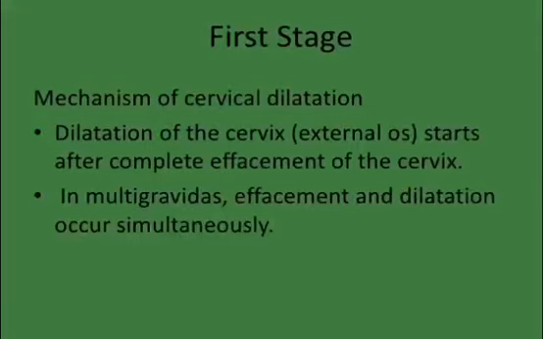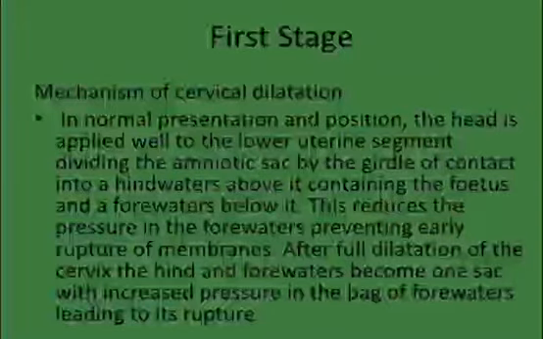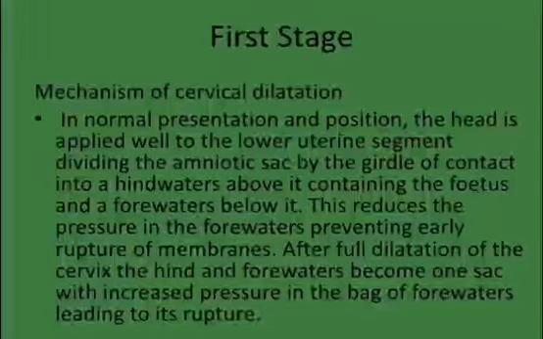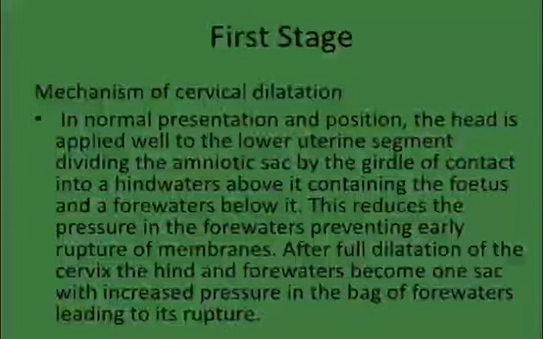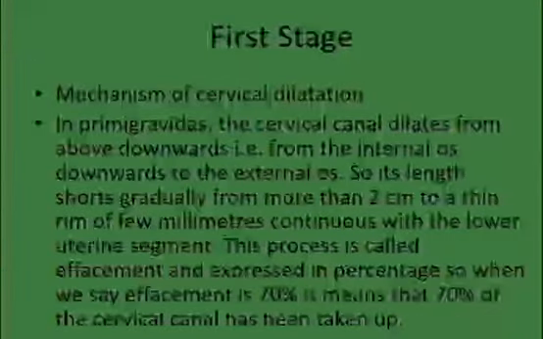Cervical dilation. Dilation of the cervix, the external OS, starts after the complete effacement of the cervix. In multigravida, the effacement and the dilation occur simultaneously. In normal presentation and position, the head is applied well to the lower uterine segment, dividing the amniotic sac by the girdle of contact into the hind waters above it, containing the fetus, and the fore waters below it. This reduces the pressure in the fore waters, preventing early rupture of the membrane. After full dilation of the cervix, the hind and fore waters become one sac with increased pressure in the bag of fore waters, leading to its rupture.